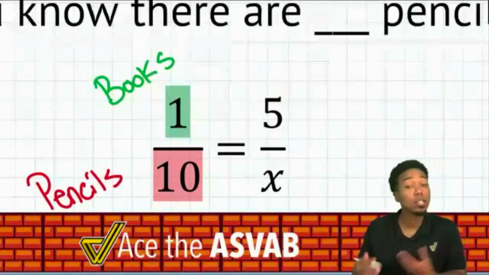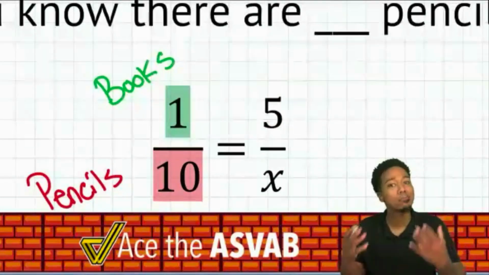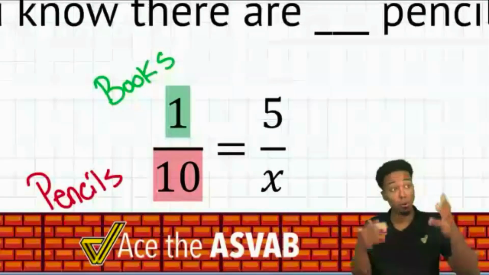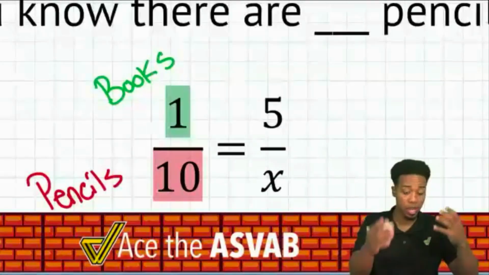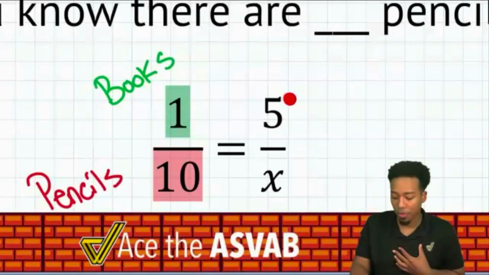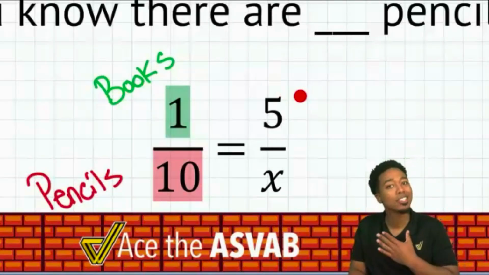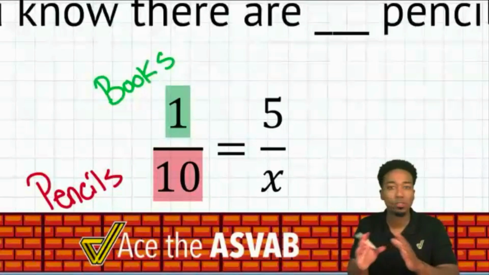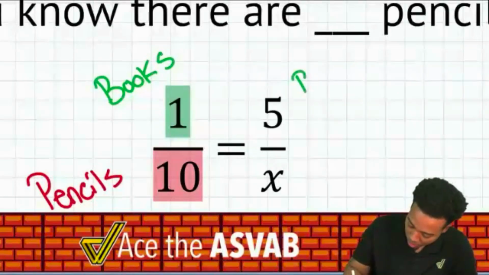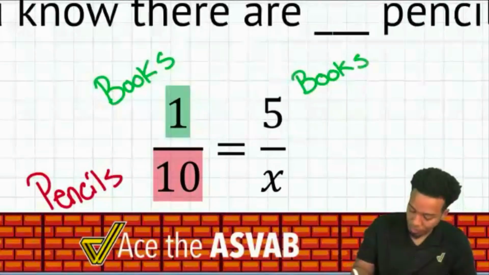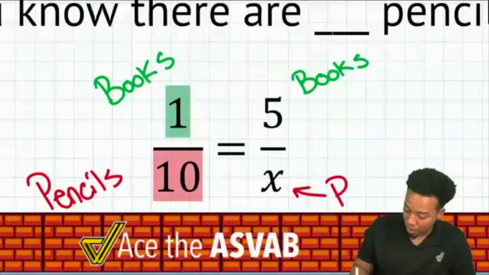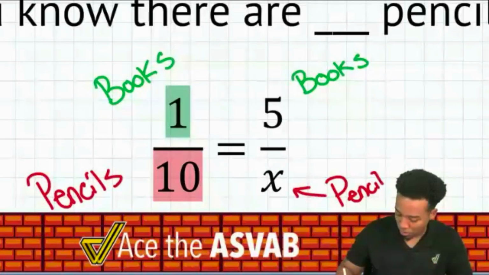Books. And that's because, again, we have got to compare the same things in the same way. If we saw that the ratio of books to pencils is 1 to 10, and you choose to write the 1 up top that represents books, on the other side, this also has to represent books. It's just comparing the same things in the same way. And so that means this on the bottom, this X that we're looking for, that represents pencils.